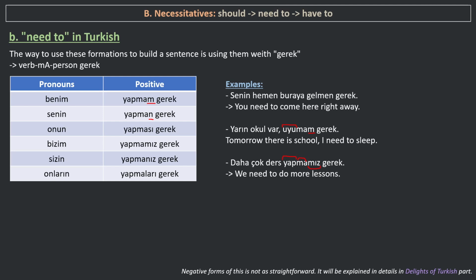Okay, so now I will receive your answers, your examples. So tell me things you need to do. Maybe tomorrow, maybe in general. Whatever you need to do, let's have your examples. Try to use different verbs and different pronouns. Correct answers, correct examples, Jasmine.